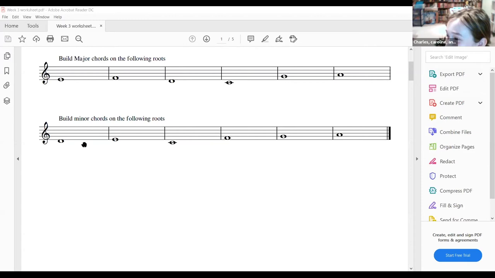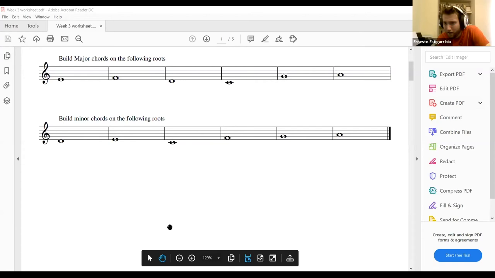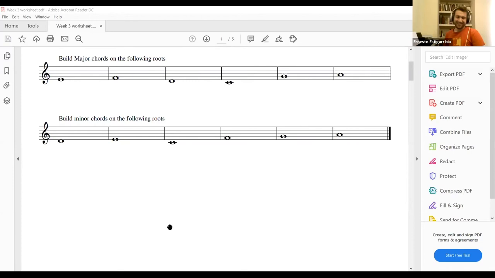So let's go step by step, just like we've been doing. Let's figure it out. What is a third on top of D? D, E, F, so F. F? So what kind of F are we going to use? F flat? No, F sharp. No, just regular. Regular, we call it natural. Yeah, F natural. So so far we have D, F natural, and one more note.